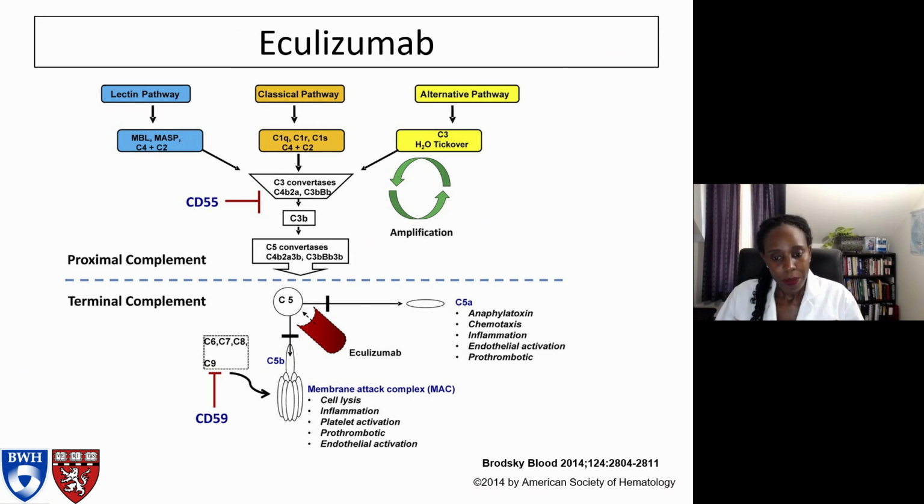Eculizumab is a monoclonal antibody against C5. It binds to C5 and prevents the cleavage of C5 into C5a and C5b, where C5b is needed for the formation of the membrane attack complex that is responsible for complement-mediated hemolysis.